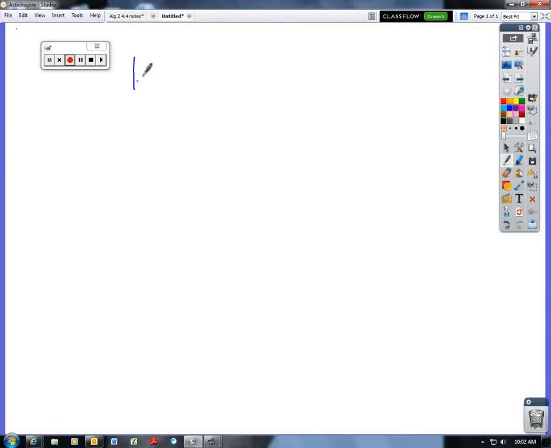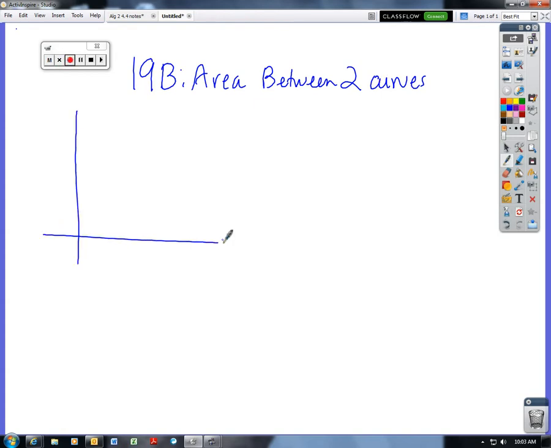So this lesson is 19b. It's on the area between two curves. And first of all, we'll establish the way of doing it by drawing two curves.